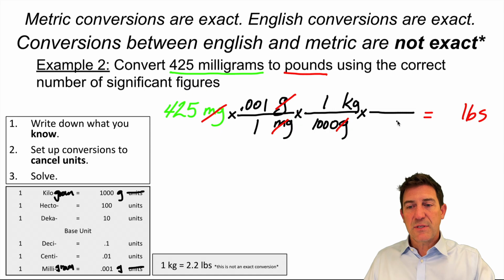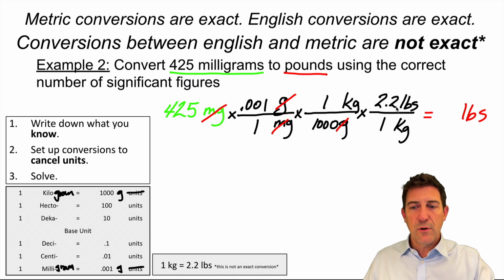Now, I'm going to keep setting up conversions because I haven't turned it into what I want, but if I look back down here, I can see that there is a relationship. 1 kilogram is equal to 2.2 pounds. This is going to cancel. This is going to cancel. And I'm going to need to remember this. This is not an exact conversion. We'll come back to that. Let's solve this right here, and then we'll round it with significant figures.